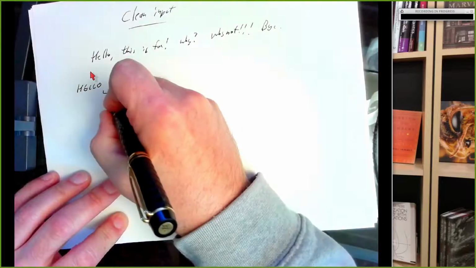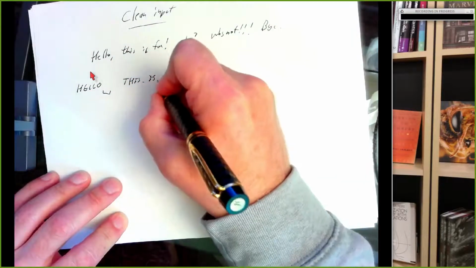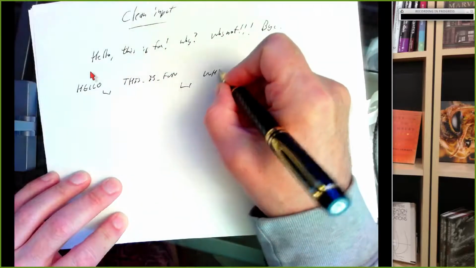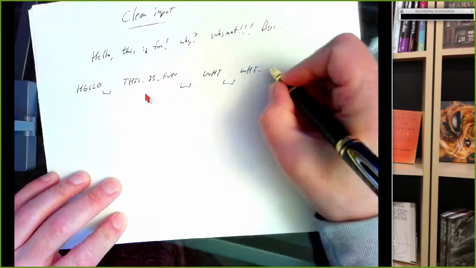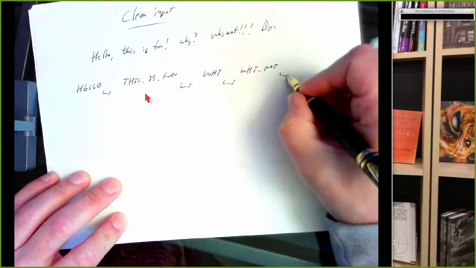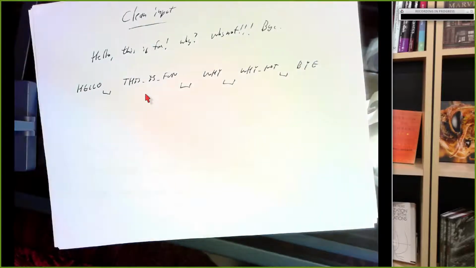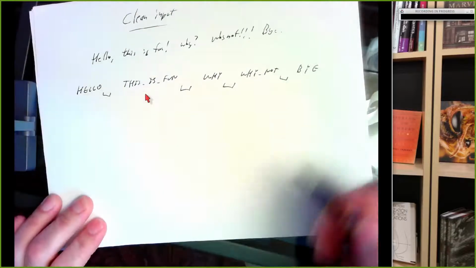Hello followed by a space. This underscore is underscore fun followed by a space. Why followed by a space. Why underscore not followed by a space. And bye. So that's your goal at the end of your input cleansing: to take input like this and turn it into something like this.